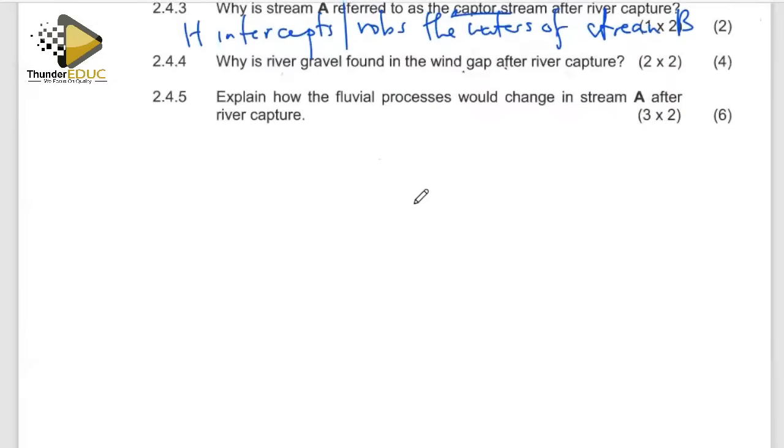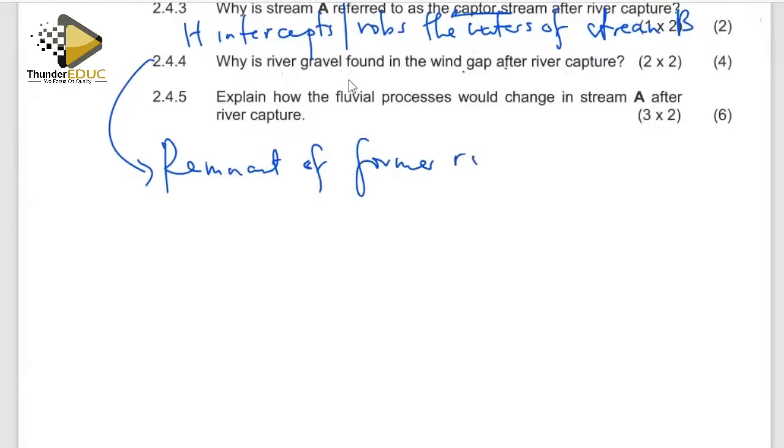Why is gravel found at the wind gap after the river capture? Right, we find gravel in the wind gap after stream piracy has taken place. The gravel is evidence of the remnant of former river activity. It shows that there was an active river there which was flowing, which was depositing its material along its channel. That is the evidence that we find. It's evidence of the previous river, and also its deposited sediment.